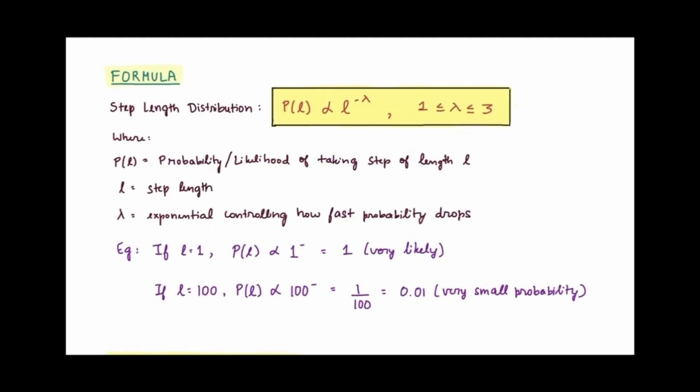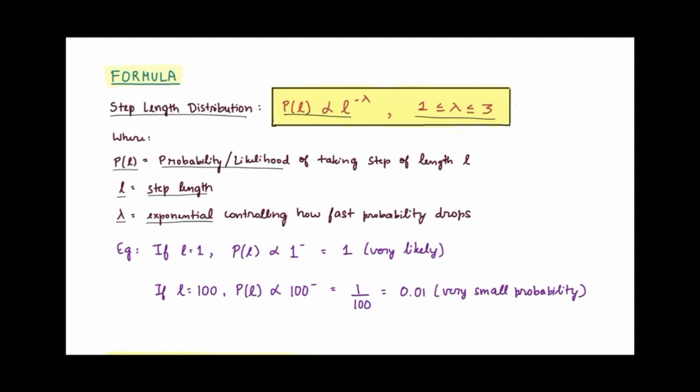Now let's connect this to the actual mathematical idea behind Levy flight. Now look at this formula. This formula is for the step length distribution. P(L) is directly proportional to L^(-λ), where λ is greater than or equal to 1 and less than or equal to 3. P(L) represents the probability or likelihood of taking a step of length L. L represents the step length and λ is the exponent controlling how fast probability drops.